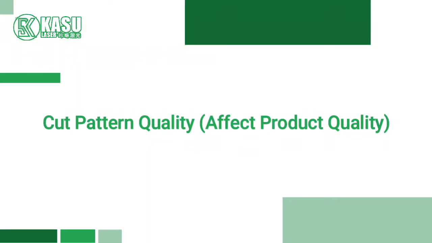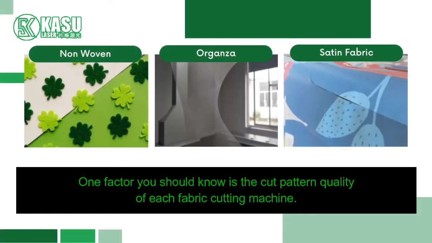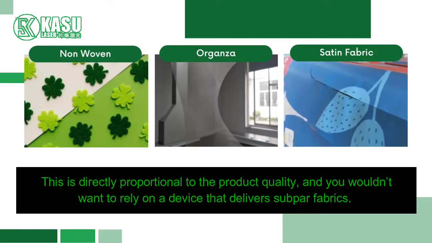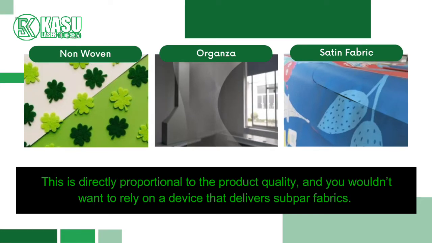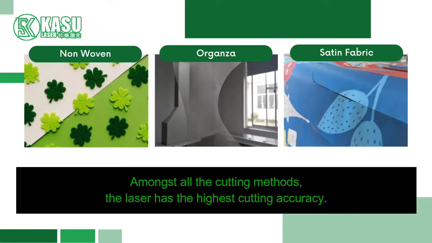Cut pattern quality affects product quality. One factor you should know is the cut pattern quality of each fabric cutting machine. This is directly proportional to the product quality, and you wouldn't want to rely on a device that delivers subpar fabrics. Instead, we want a machine with perfectly edged cuts, clean with no after stains, and pattern quality that is impressive to look at. Amongst all the cutting methods, the laser has the highest cutting accuracy.